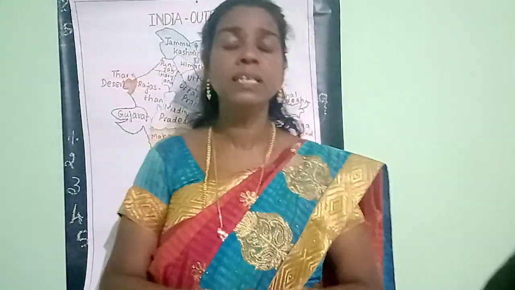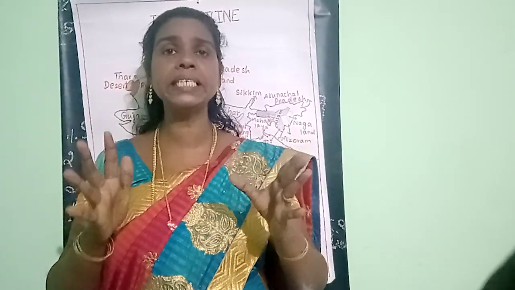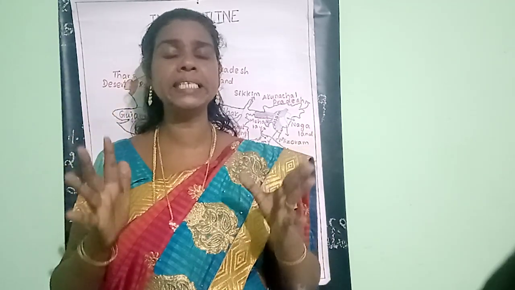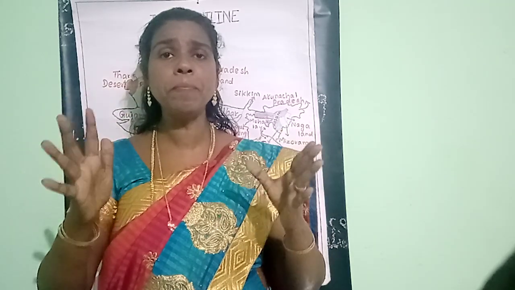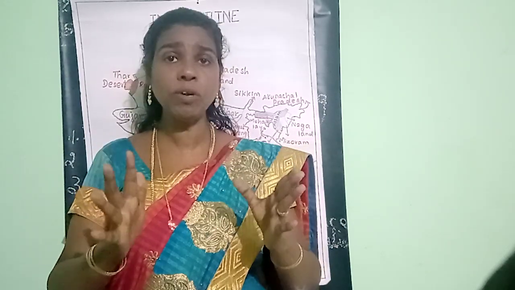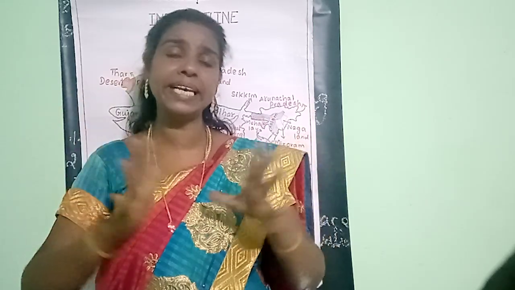Then the next type of farming is shifting agriculture. Mostly the tribal people practice this type of farming. Tribal means a group of people who have common ancestors. Those tribal people select some areas of forest land. They clear the land by cutting trees, burning, etc.